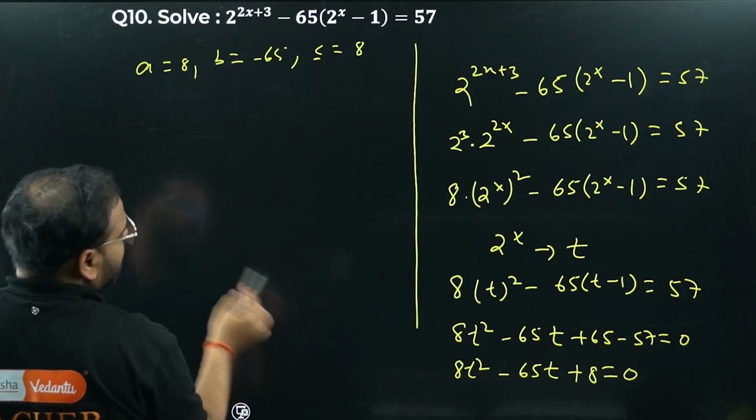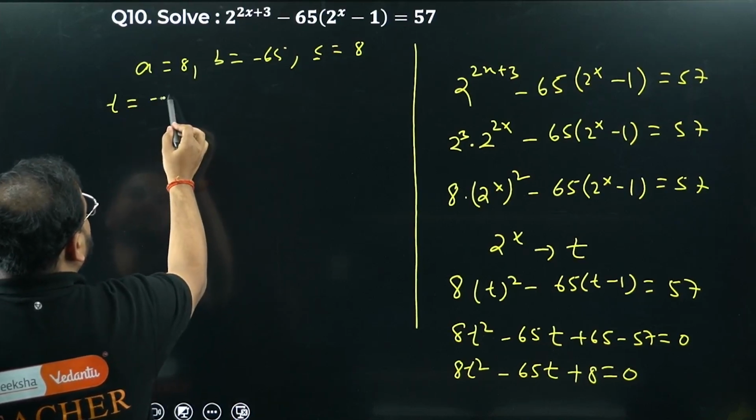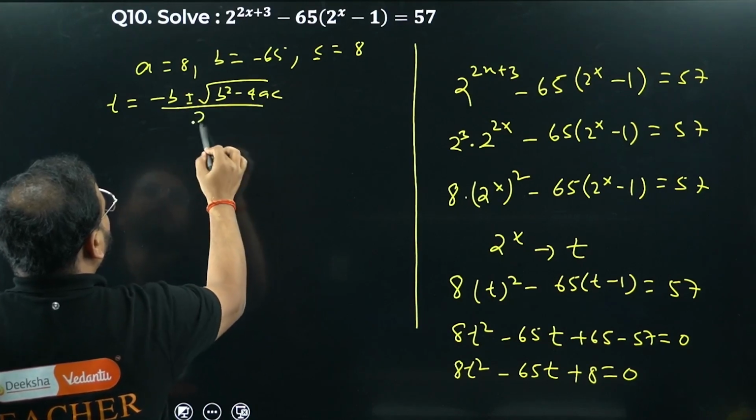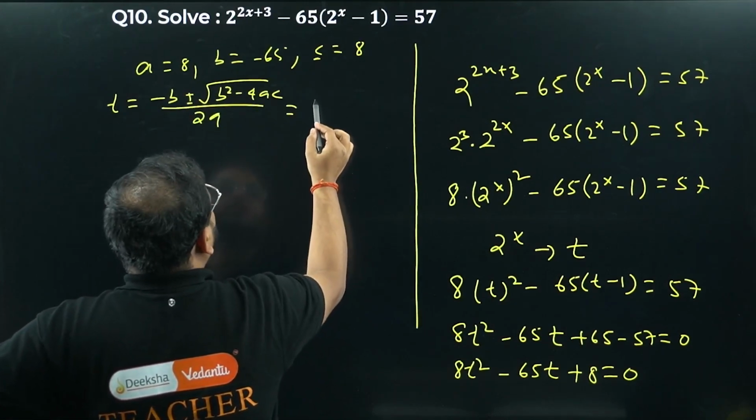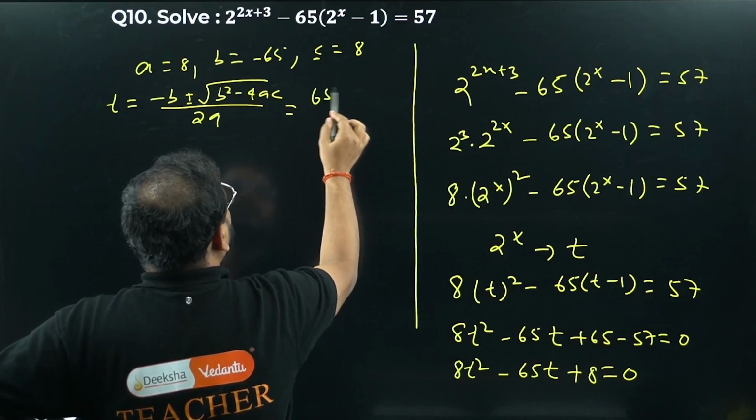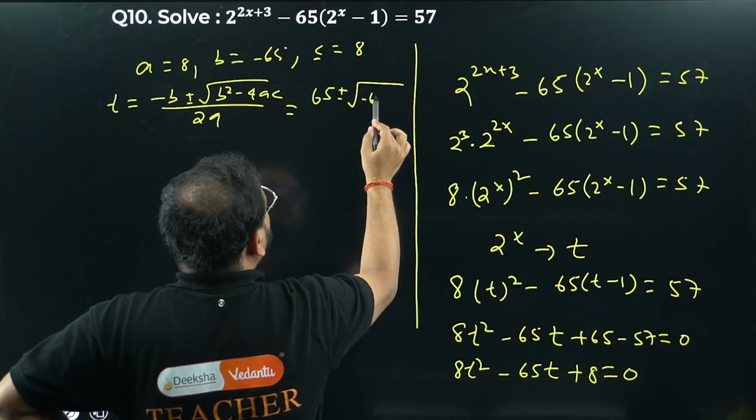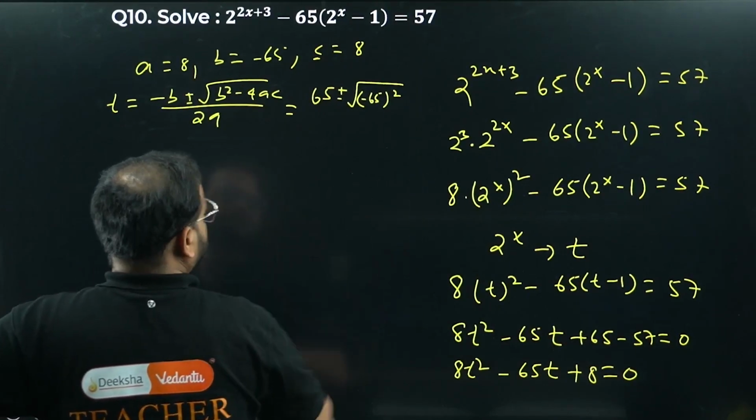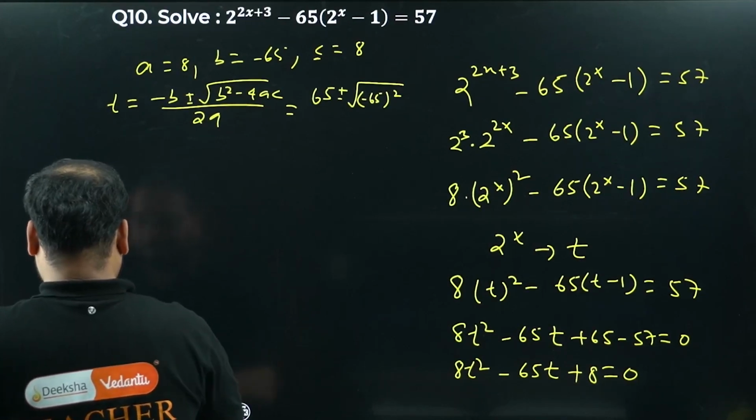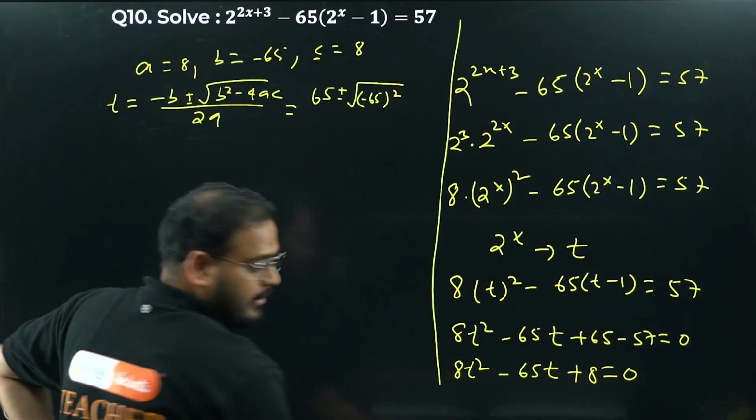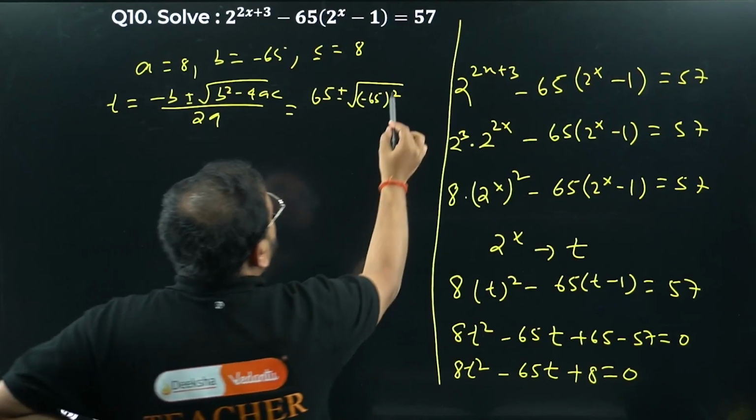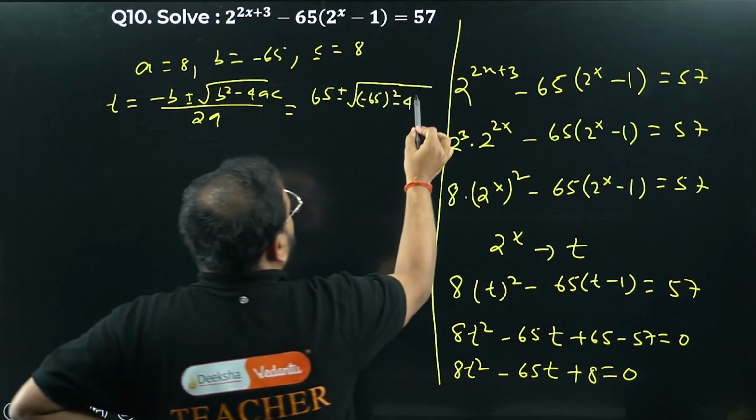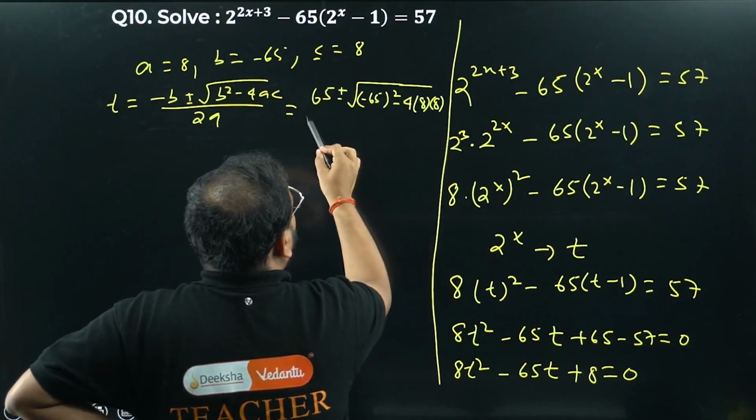So I can write the value for t to be equal to minus b plus minus root under b square minus 4ac upon 2a, which is the formula. I can write over here also. So minus of minus 65 will be plus 65 plus minus root under minus 65 the whole square. Yes, I can move this line from here. So I can write this as minus 65 square minus 4 times a into c. What is that? 8 into 8, upon whole thing by 2a.